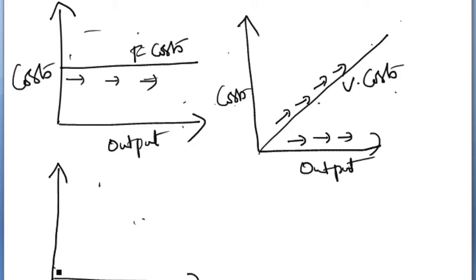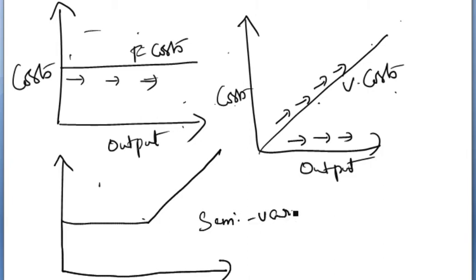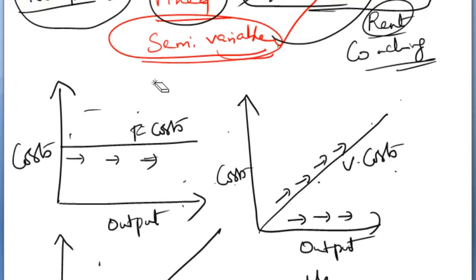Now we'll go with another graph. Right, guys. Now see here. What about this one? This is semi-variable cost. There are many different types of semi-variable cost, but this is one of the types. So what is happening here? Initially it is fixed, later it is variable. We'll see one more example.